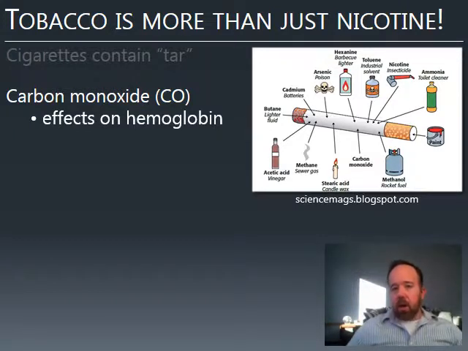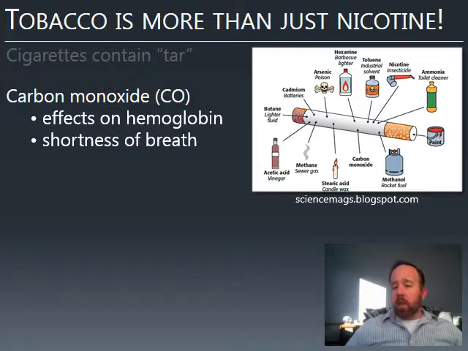It takes a while to clear carbon monoxide from your blood once it's been absorbed. And it's thought this is one of the main contributors to that shortness of breath that smokers often experience. They have carbon monoxide bound to their hemoglobin molecules, and they can't get enough oxygen. So there's not that much carbon monoxide in cigarette smoke, but because it binds so easily to hemoglobin, it doesn't take much to displace a lot of the oxygen in your bloodstream.